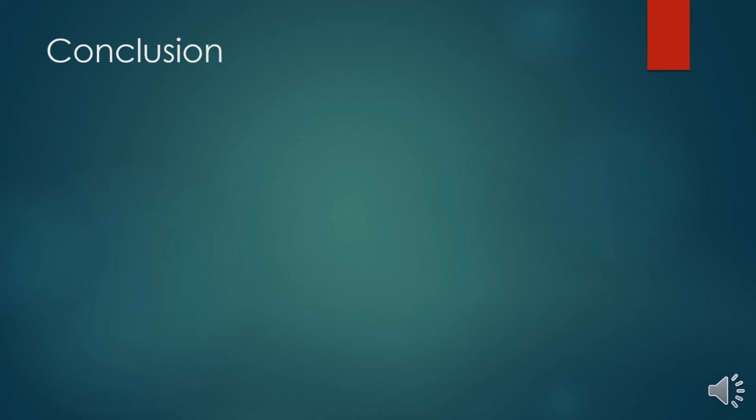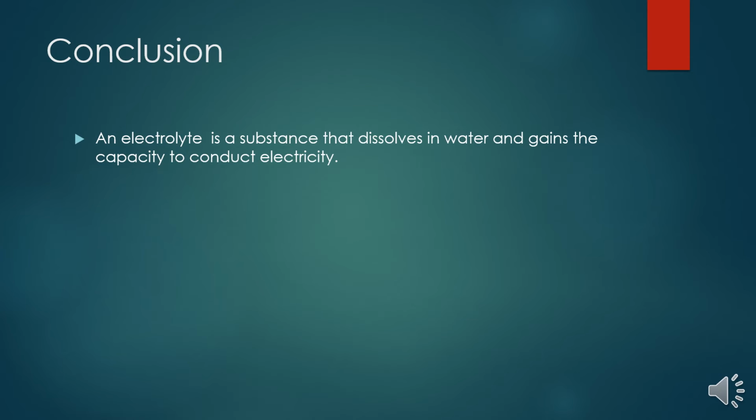So in conclusion, what have we learned so far? We have looked at electrolyte. What is an electrolyte? It is a substance that dissolves in water and gains the capacity to conduct electricity. Why does it conduct electricity? Because it contains ions. And what are ions? They are charged molecules or charged atoms that have the capacity to conduct electricity. So electrolytes are substances that dissolve in water and gain the capacity to conduct electricity.